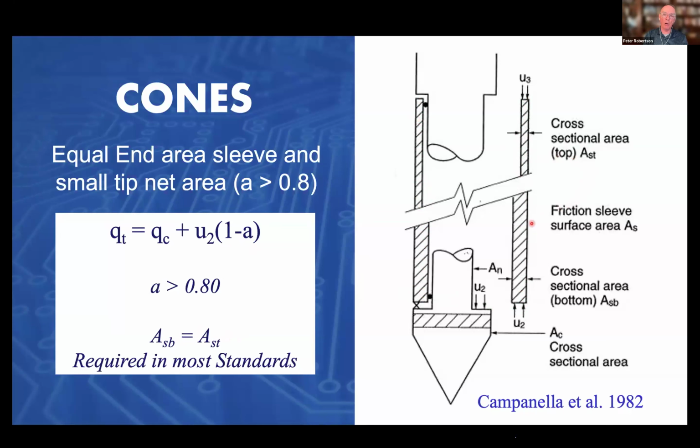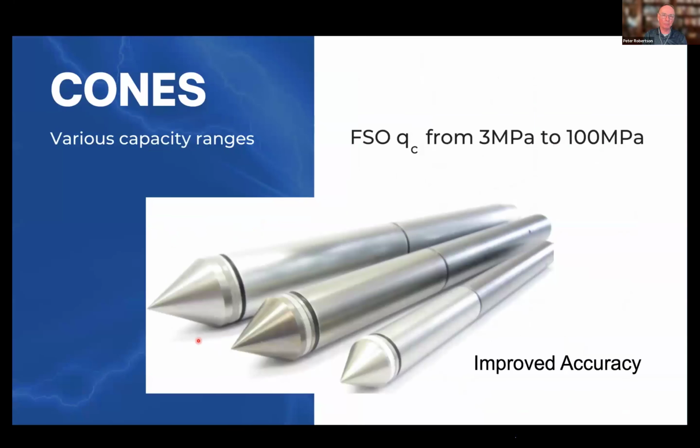And so to get around that problem, virtually all cones now come with equal end area sleeves, so that they have equal end areas. So when you lower them in water, they don't generate any sleeve resistance. So you measure zero sleeve resistance when you're in water. So those are the only two main things to understand about any sort of corrections for cone data: this correction to the total tip stress qt, and to make sure that the cone has equal end area friction sleeves, which is pretty well standard in all manufacturers, and it's required in all standards.